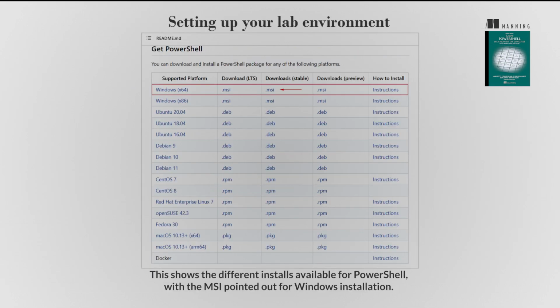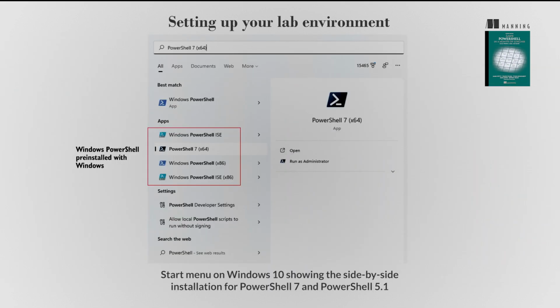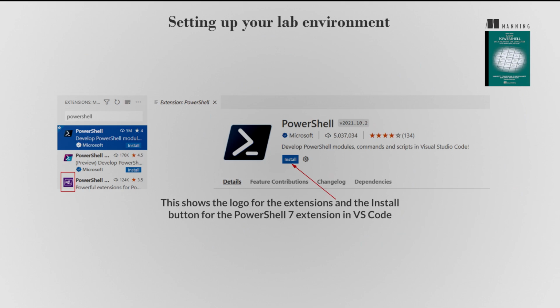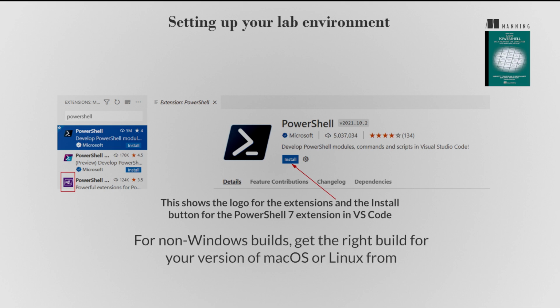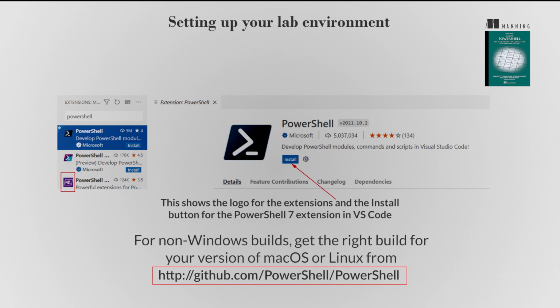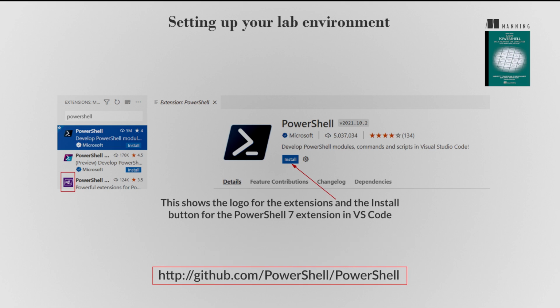To practice PowerShell, set up a lab environment using Windows 10 or later, or Windows Server 2016 or later. Download and install PowerShell 7 separately from Windows PowerShell 5.1. Use Visual Studio Code with the latest stable release of the PowerShell extension. For non-Windows builds, get the right build for your version of macOS or Linux from github.com/powershell/powershell. Most labs will run in Windows PowerShell, with some functionality unique to Windows.